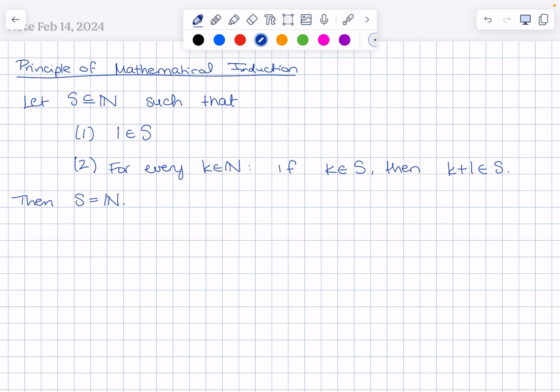Okay. So let's prove that mathematical induction actually works. Any questions?